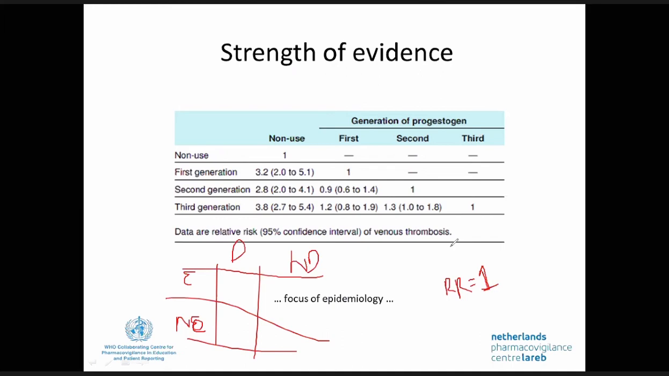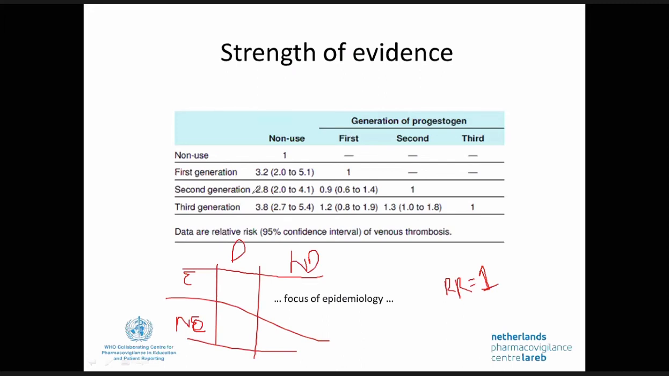As you can see, the third generation progestogens result in a relative risk of 3.8, so you can say that they are more likely to result in a venous thrombosis than is the non-use of progestogens, or than is the use of second generation progestogens. So this is to say that in order for somebody to determine causality, especially, this is most common in cohort studies.